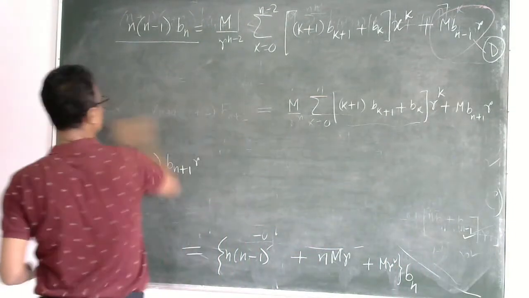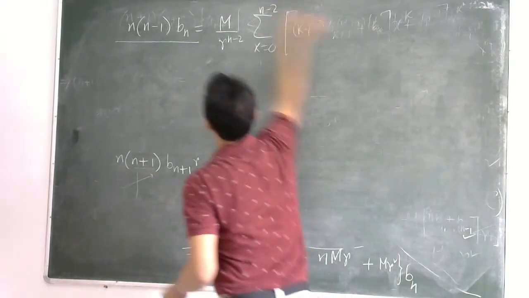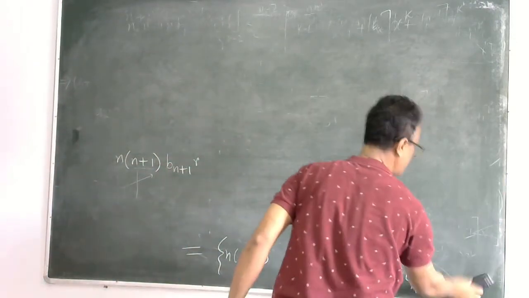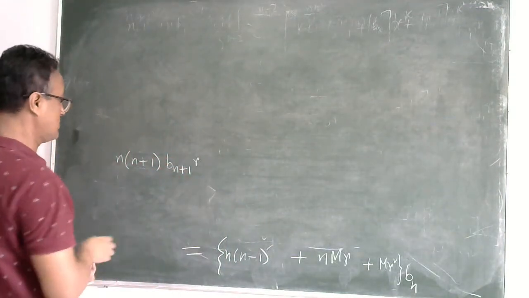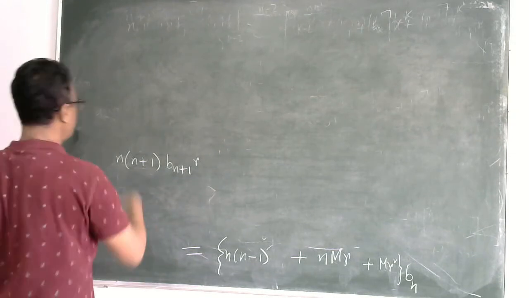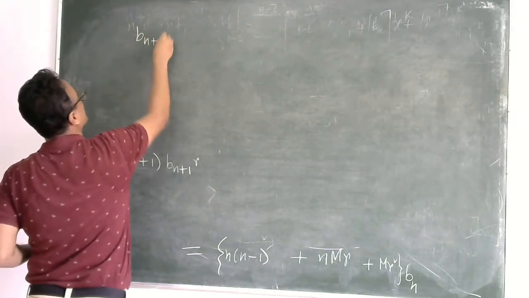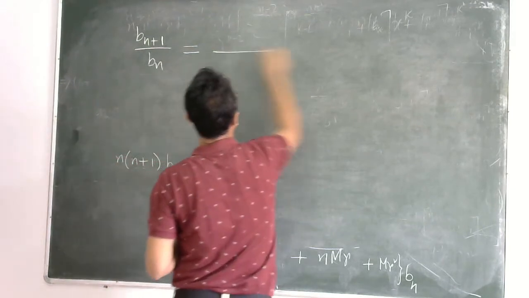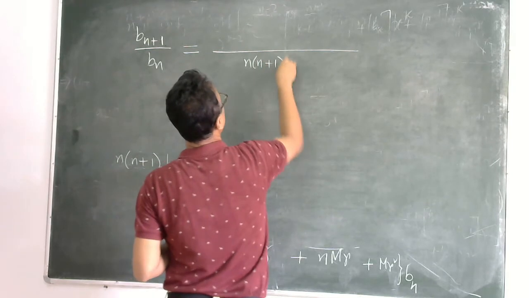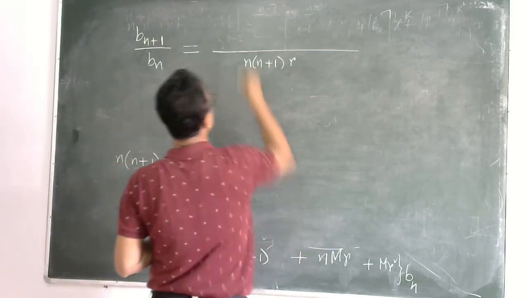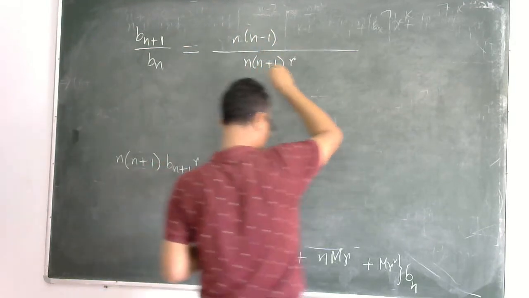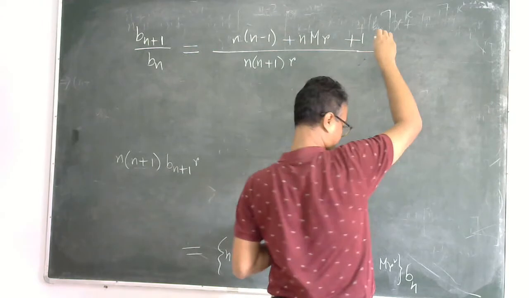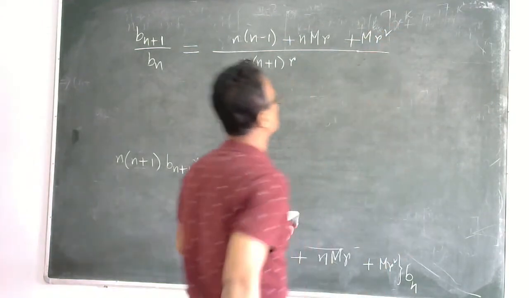I am going to erase everything now. From whatever remains on your blackboard, this is equal to this. What am I getting? I am getting b_(n+1) by b_n. So that is going to give me n into r, and then n into (n minus 1) plus n m r plus m r square.